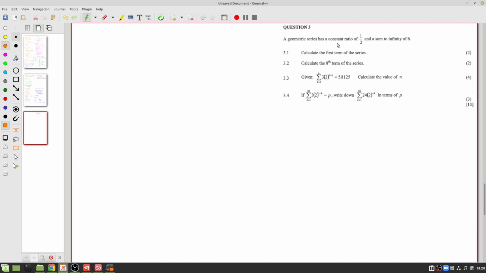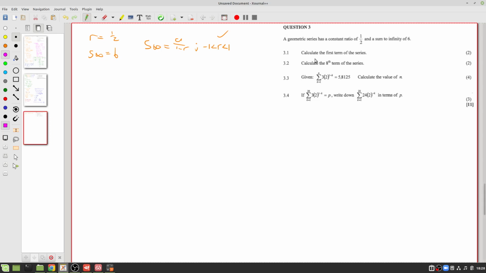So a geometric series has a constant ratio of r. We know r equals a half, a constant ratio of a half, and a sum to infinity of 6. Now what is the sum to infinity of a geometric sequence? Well, it is a over 1 minus r, the first term divided by 1 minus the common ratio. But when is this true? Only when r is between -1 and 1. In this case a half is between -1 and 1, so we're good to go.